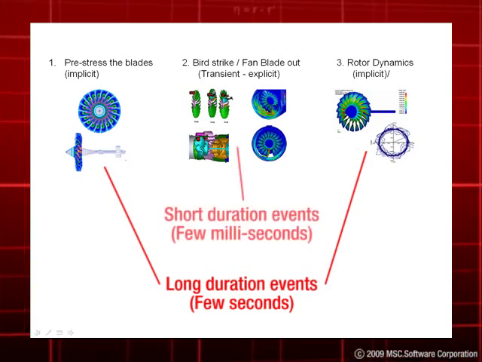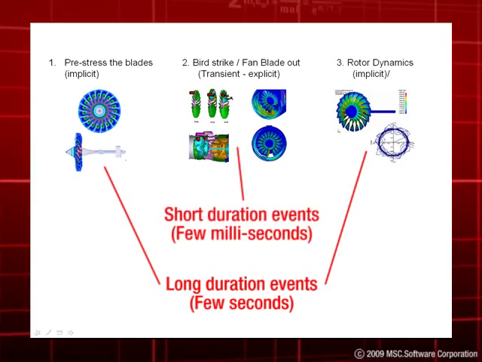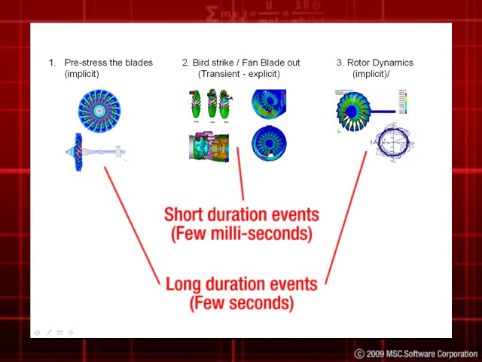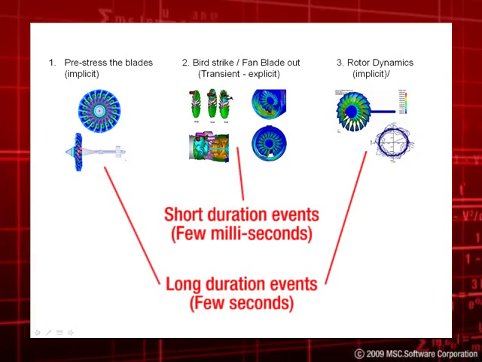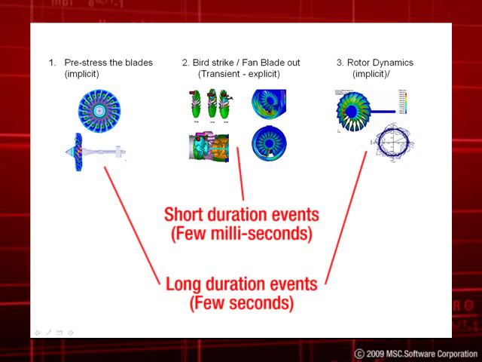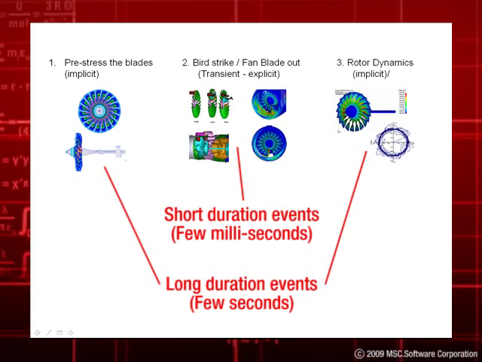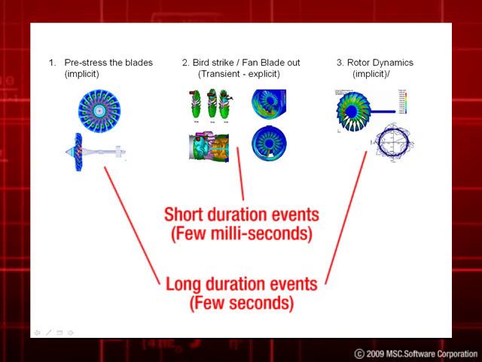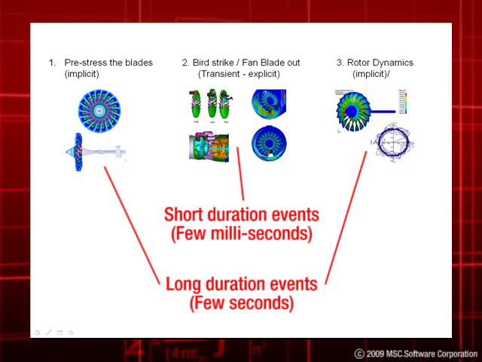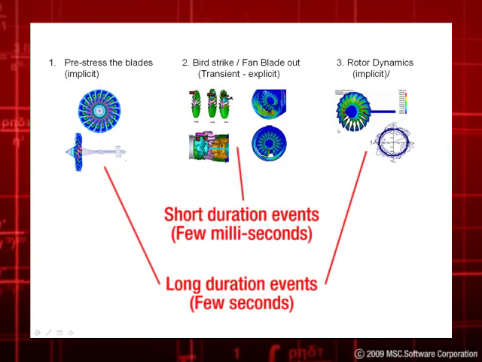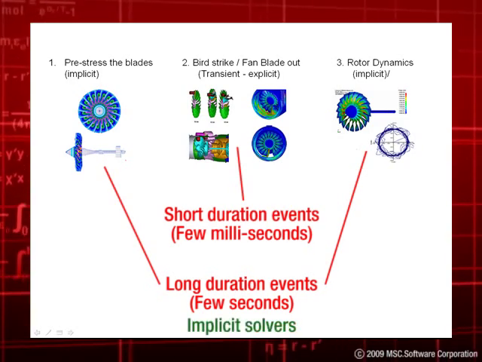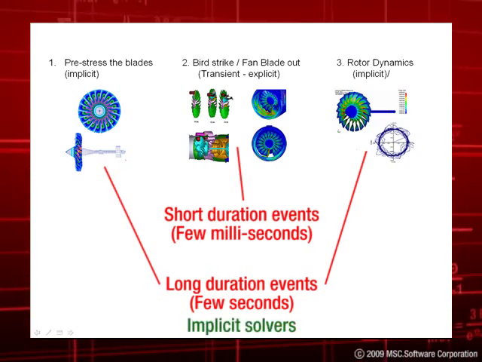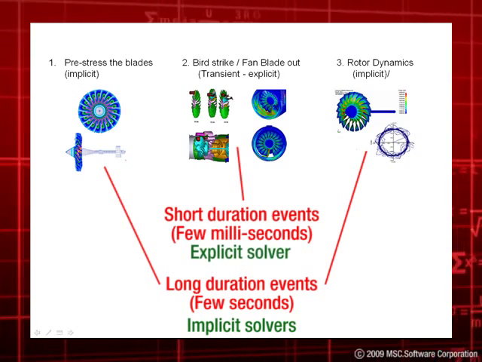This is in contrast to fan blade out or bird strike, which are both short duration events and usually take only a few milliseconds. These differences among the stages call for different finite element technologies and solvers to be used in order to simulate these events. Specifically for the pre-stress analysis of the blades and rotor dynamics analysis, implicit solvers are needed, whereas to simulate the fan blade out event, an explicit solver is required.